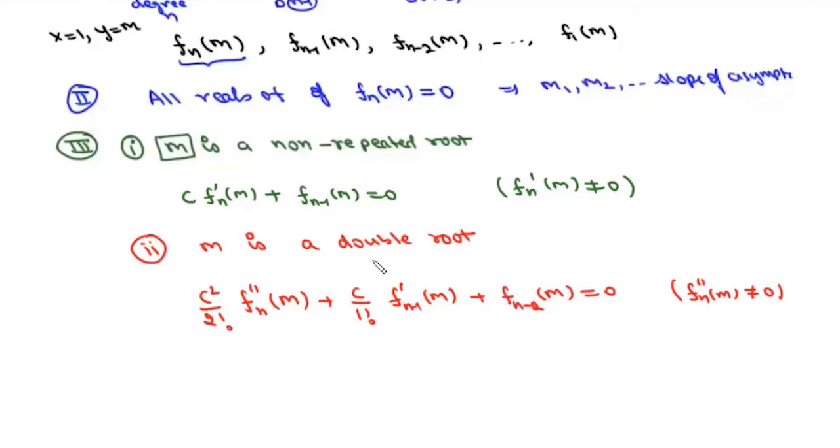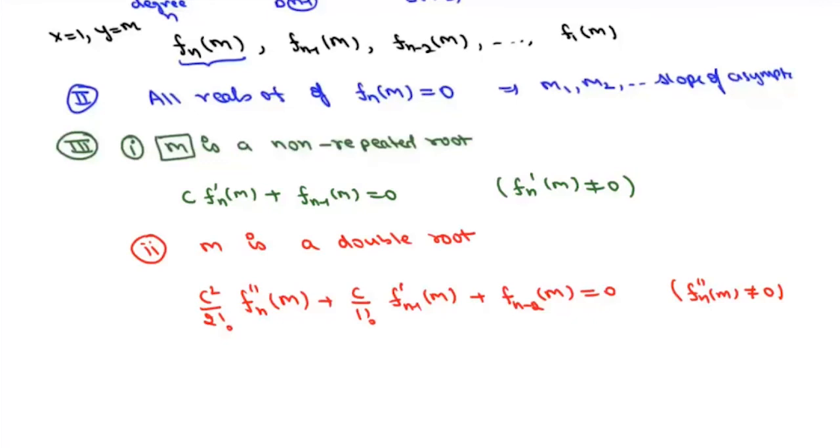Now for a triple root, it will be c cube upon factorial 3, c square upon factorial 2, c upon factorial 1, and then it will be the third derivative, second derivative, first derivative, and f n minus 3. So this is how we can generalize this equation for any number of repeated roots.